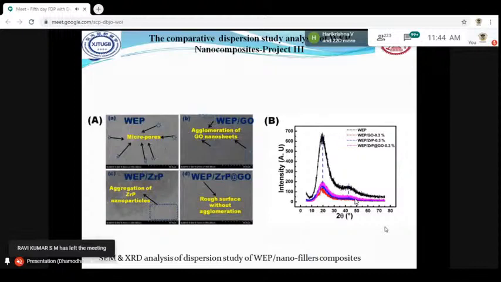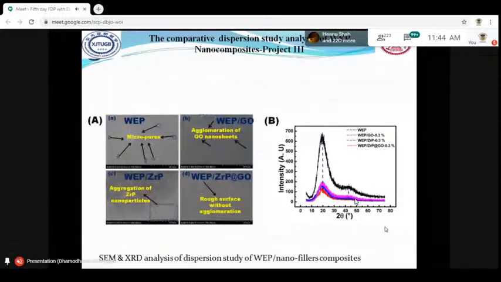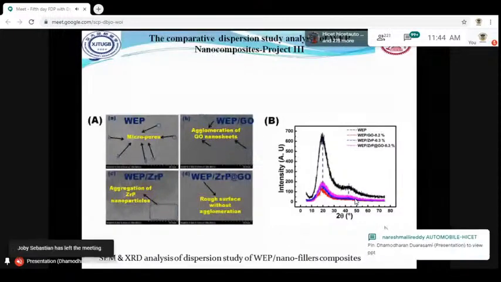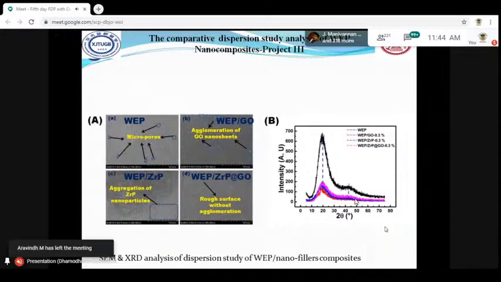And in the case of zirconium phosphate, we can see the patches, like zirconium phosphate bulge patches, on the surface. When we go with the zirconium phosphate decorated GO with the WEP, there is no agglomeration and also no rough surface. We can conclude that better dispersion within the WEP matrix can be achieved with the zirconium phosphate decorated GO.